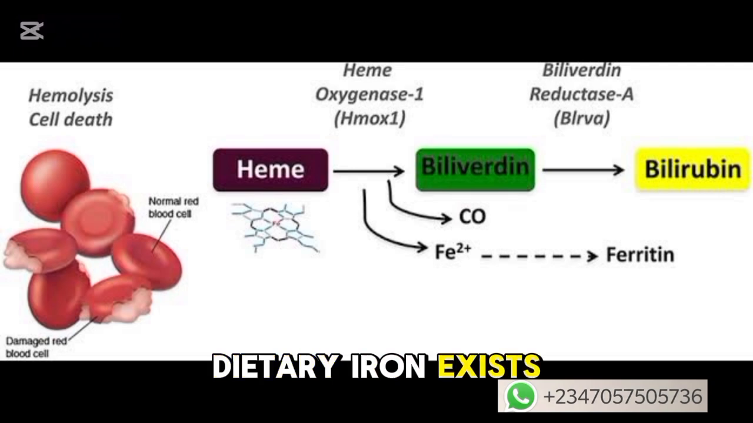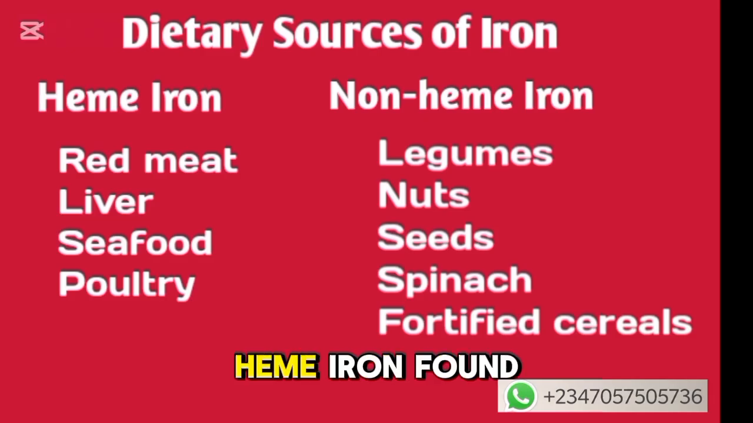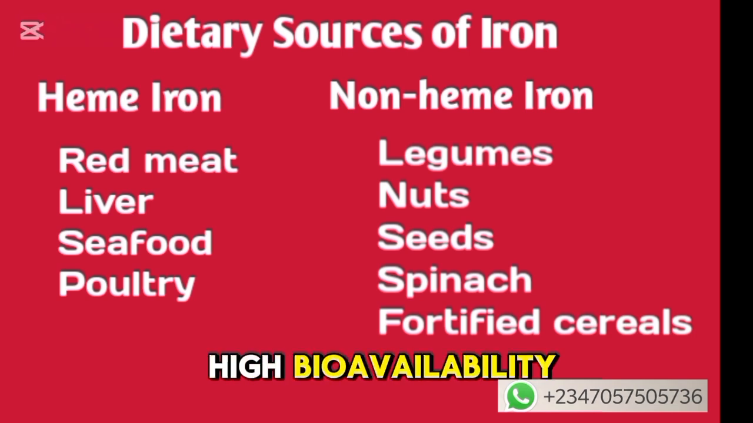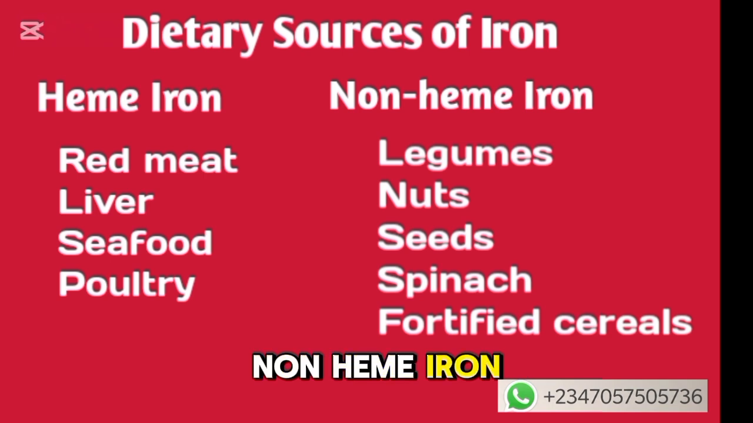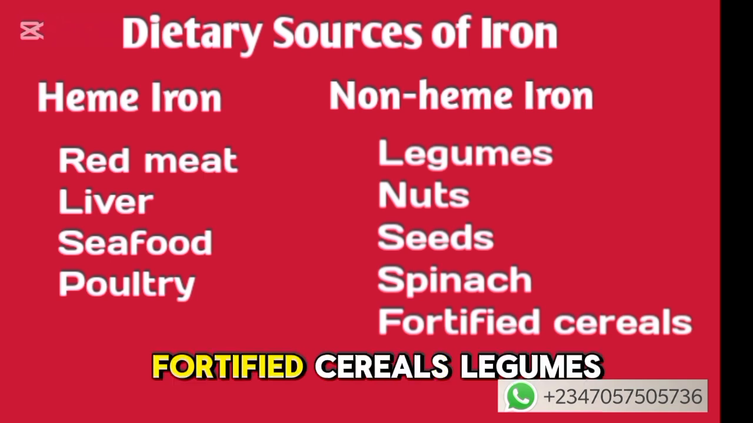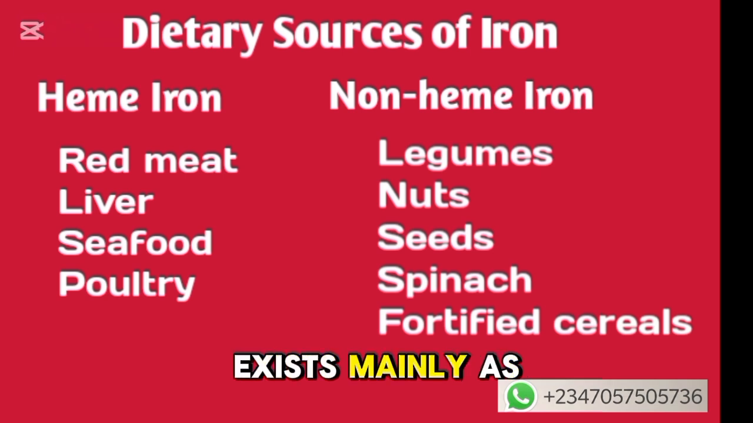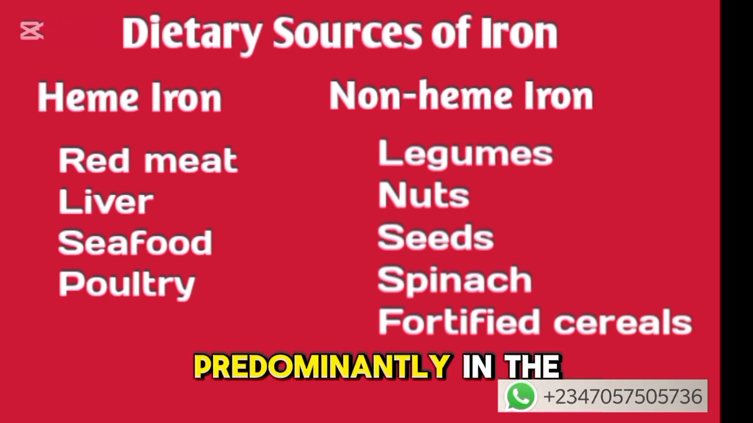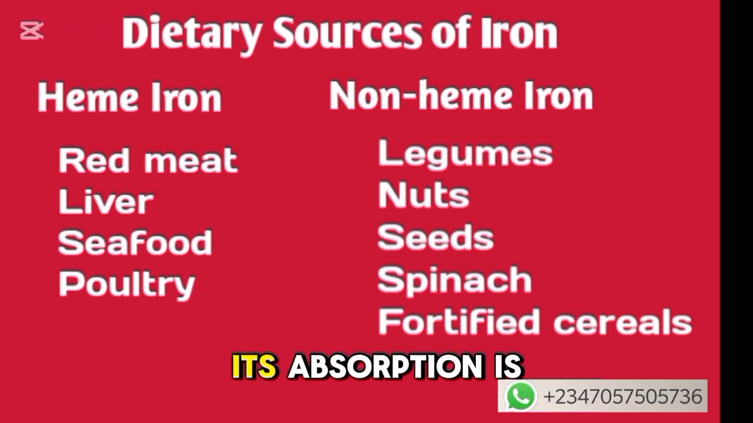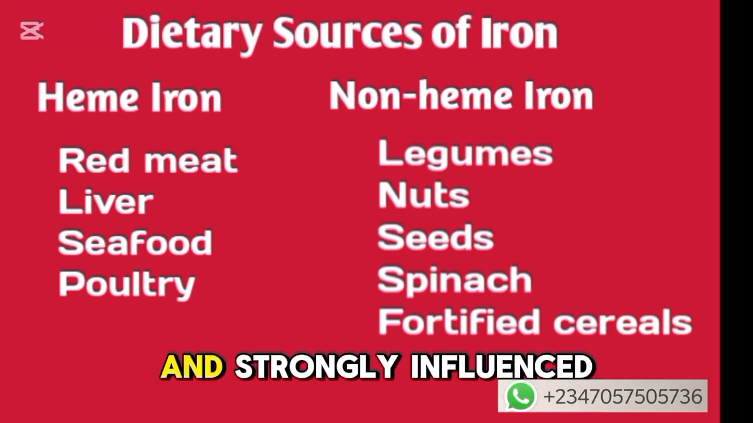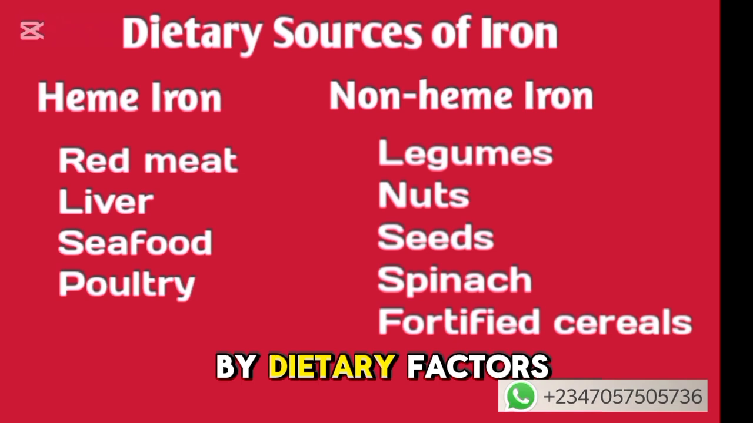Dietary iron exists in two distinct forms. Heme iron, found in animal products such as red meat, poultry, and fish, consists of iron bound within a porphyrin ring. It is absorbed intact and has high bioavailability. Non-heme iron, found in plant-based foods, fortified cereals, legumes, and grains, exists mainly as inorganic iron salts, predominantly in the ferric form. Its absorption is less efficient and strongly influenced by dietary factors.